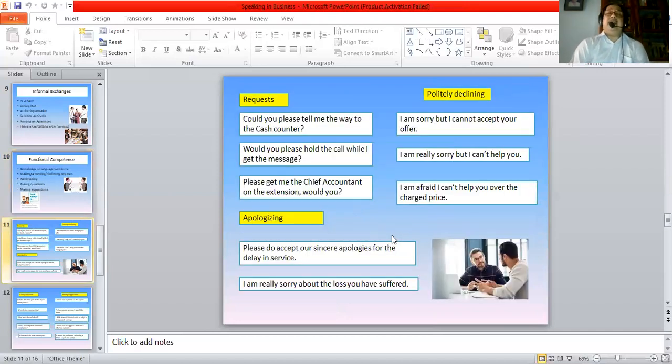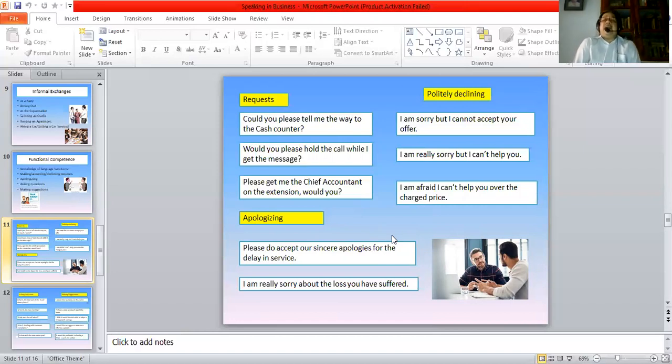For example, if I make requests, I can use phraseology like, would you please tell me the way to the cash counter? Or would you please hold the call while I get the message? Please get me the chief accountant on the extension, would you? I can politely decline by saying, I'm sorry, but I cannot accept your offer. I'm really sorry, but I can't help you. Or I can say, I'm afraid I can't help you over the charge price.